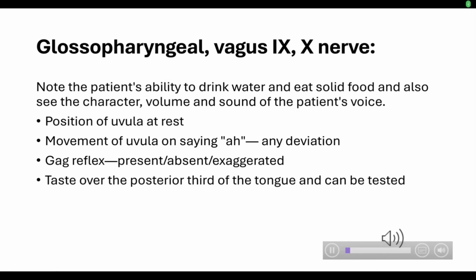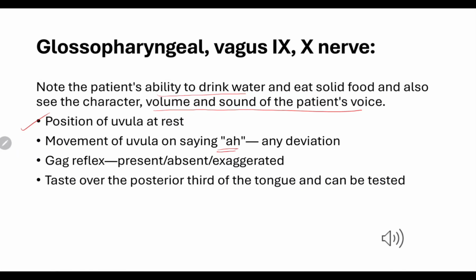Nerves 9 and 10 are evaluated together. Watch the patient swallow. Listen to their voice volume. Check the position and movement of the uvula when they say ah, and elicit the gag reflex. We also check taste on the posterior 1/3 of the tongue. This checklist is your ultimate defense against missed lower bulbar palsies.